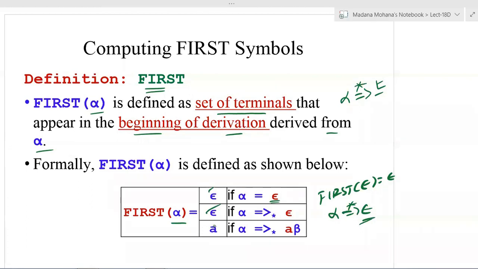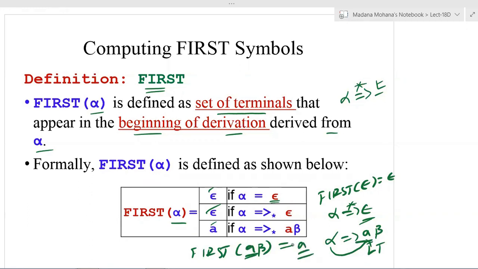Then the next case: if the derivation is in the form alpha derives a beta, where small a is a terminal, then first of alpha is this terminal. Therefore first of alpha equals a, that means first of a beta equals a. In the derivation, the first symbol contains a terminal, so directly you can take the terminal as the first value. So these are all the three cases for the first value.